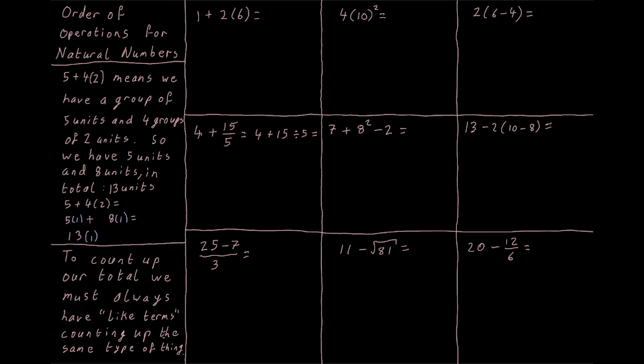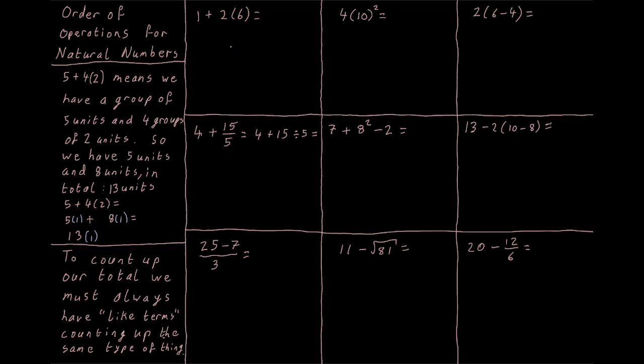So let's look at this in practice. I have 1 unit plus 2 groups of 6. Now, would it make sense for me to add 1 and 2 here? It wouldn't, because I have 1 unit plus 2 groups of 6. This means I have 6 plus 6, which would be a total of 12 units. That wouldn't be the same thing as having 3 groups of 6.